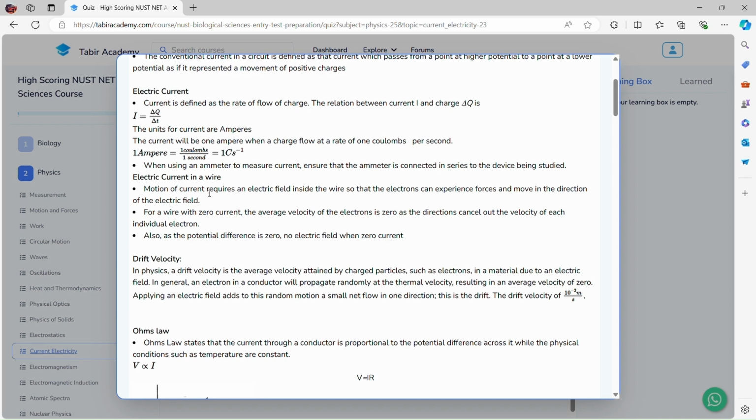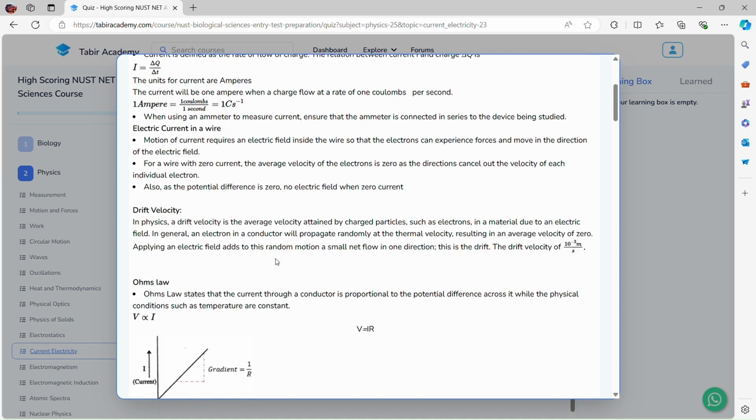Electric current in a wire. Motion of current requires an electric field inside the wire so that the electrons can experience force and move in the direction of the electric field. For a wire with zero current, the average velocity of the electrons is zero, as the directions cancel out the velocity of each individual electron. Also, as the potential difference is zero, no electric field when zero current.